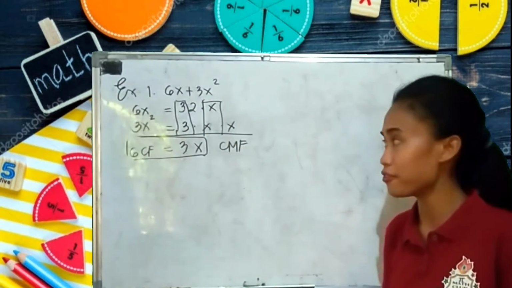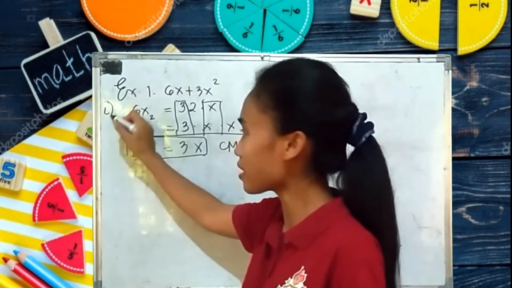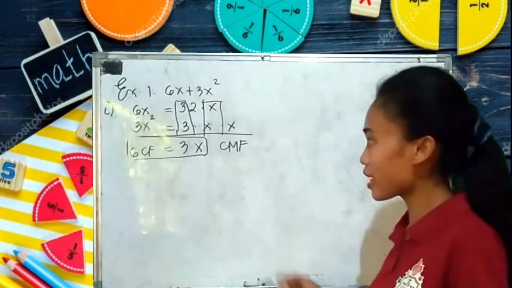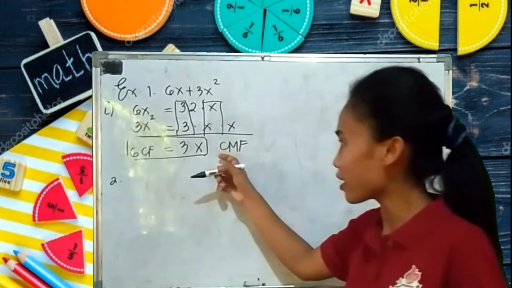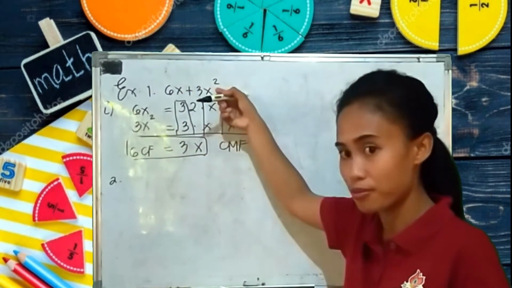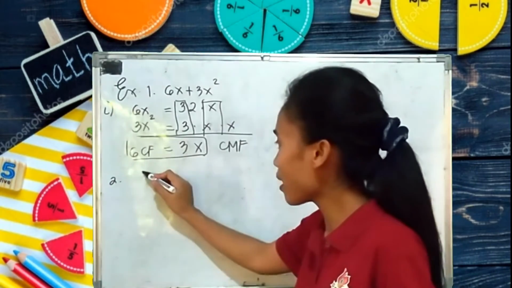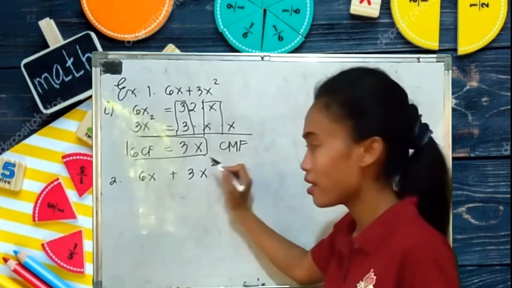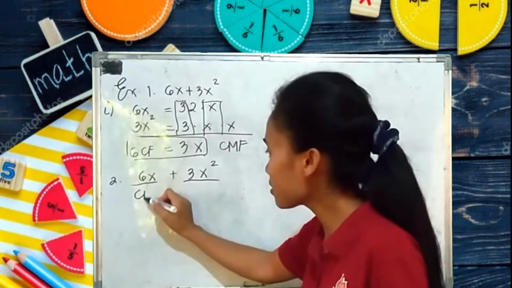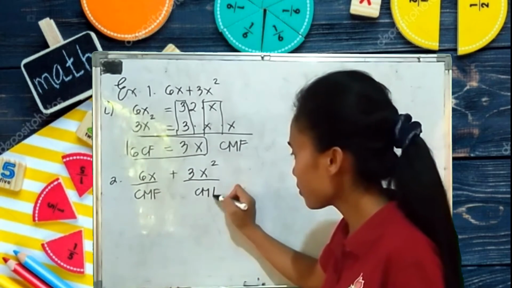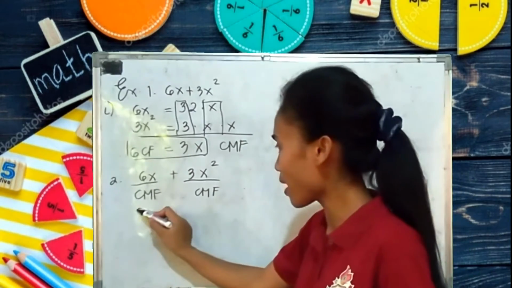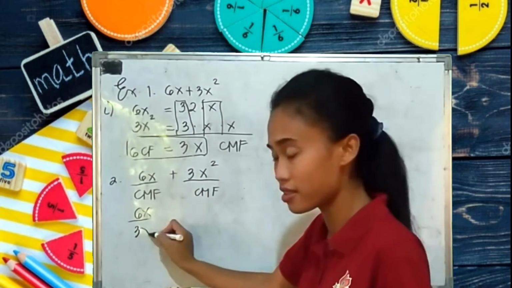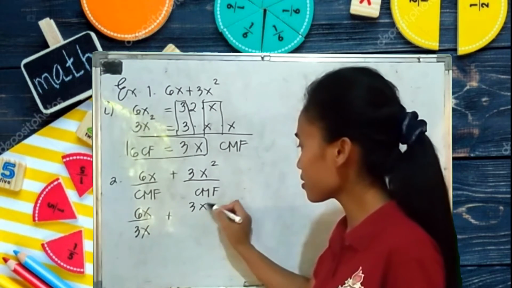Our next step in factoring, so this is our first step. That is to identify the CMF. And our second step, we are going to divide your CMF in both terms. Alright? So we have your 6x plus 3x squared divided by our CMF. So substituting the values now, we have 6x divided by our CMF is 3x plus 3x squared.